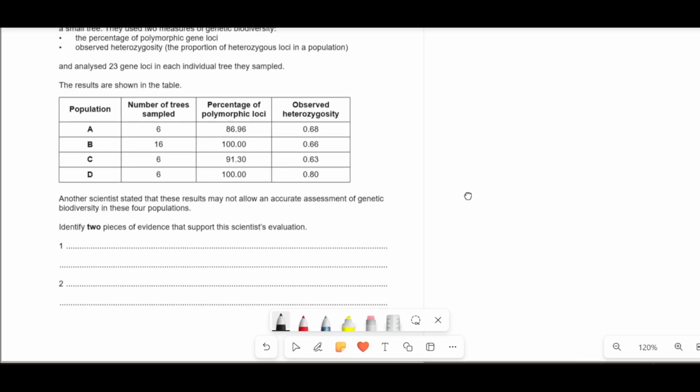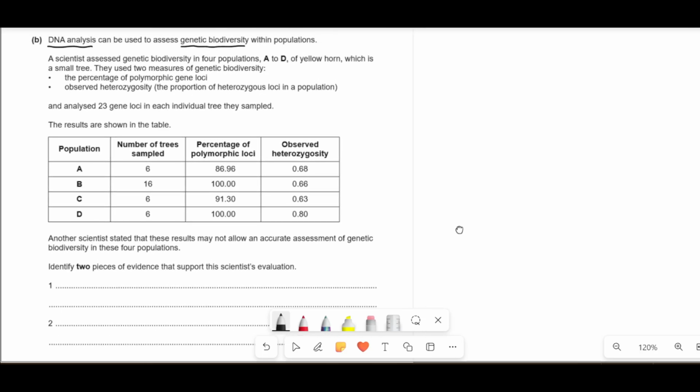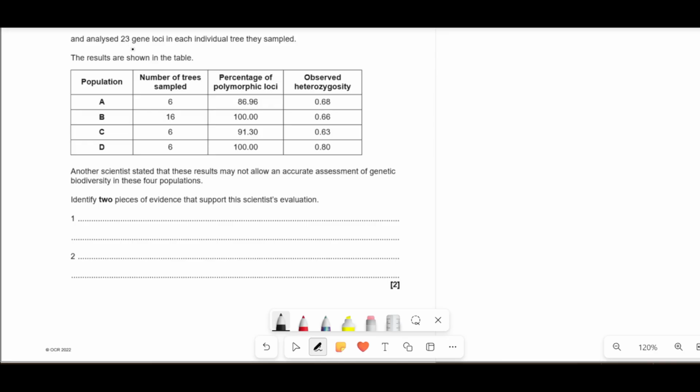They're trying to look at genetic diversity within populations. They've done 23 gene loci in each tree. First of all, they've only tested 23 different loci, as in 23 different genes. There's probably more than 23 genes in the entirety of a tree. So only 23 loci are tested. As well as that, 6 trees is a pretty small sample size as well.